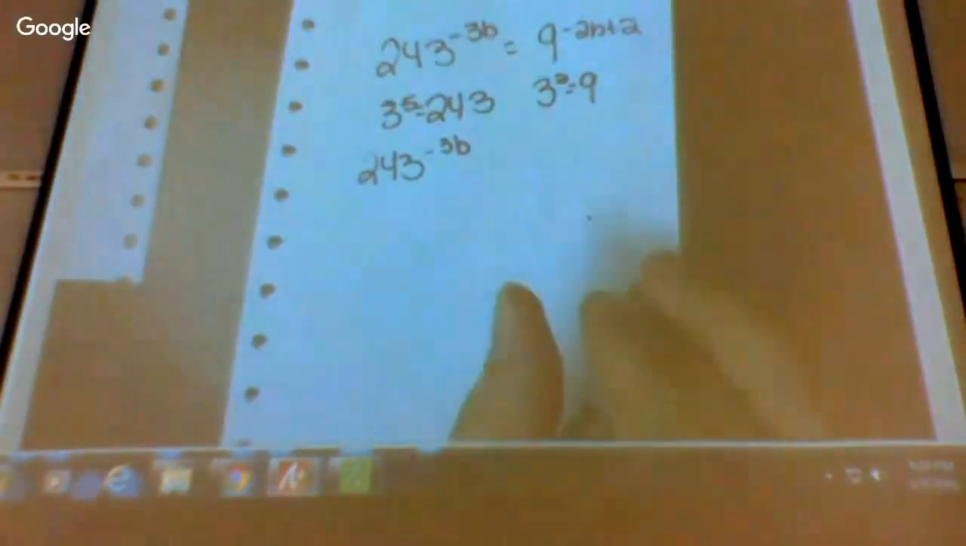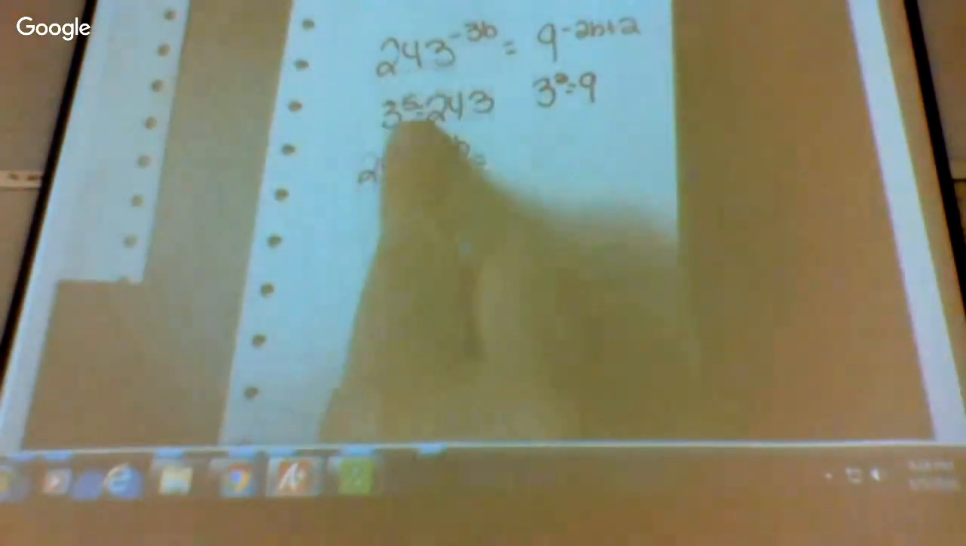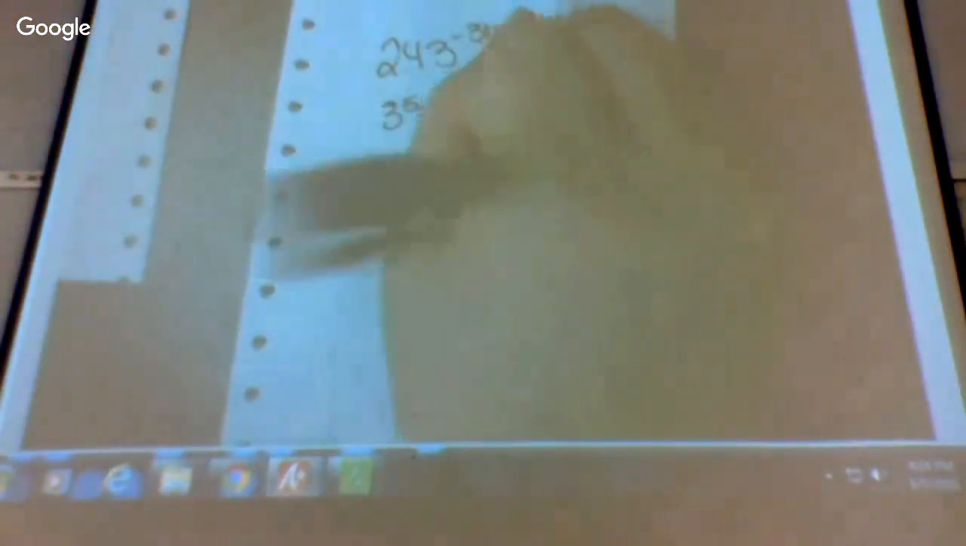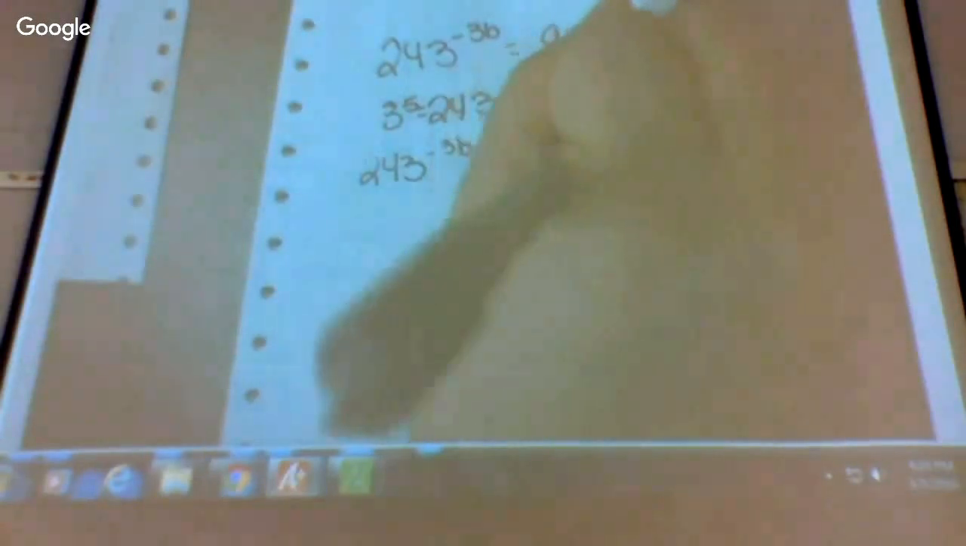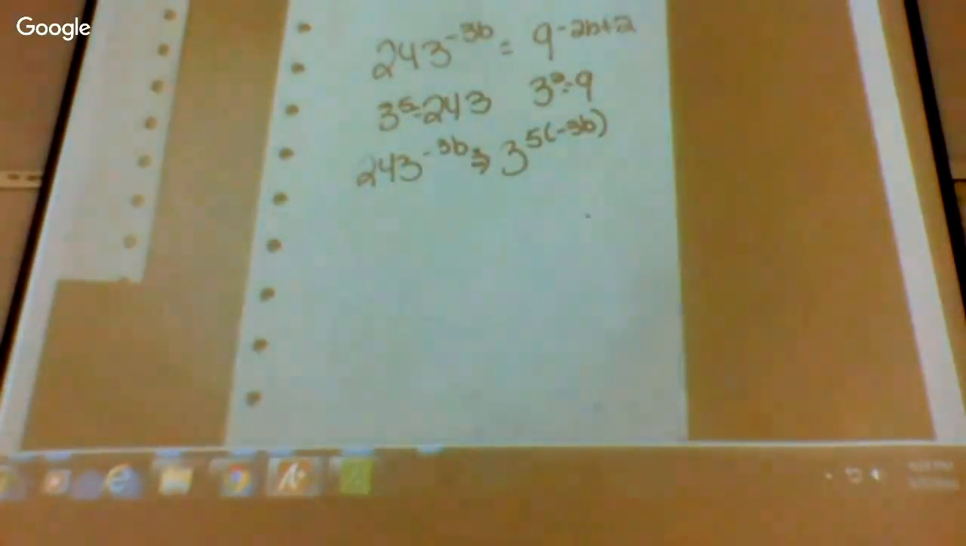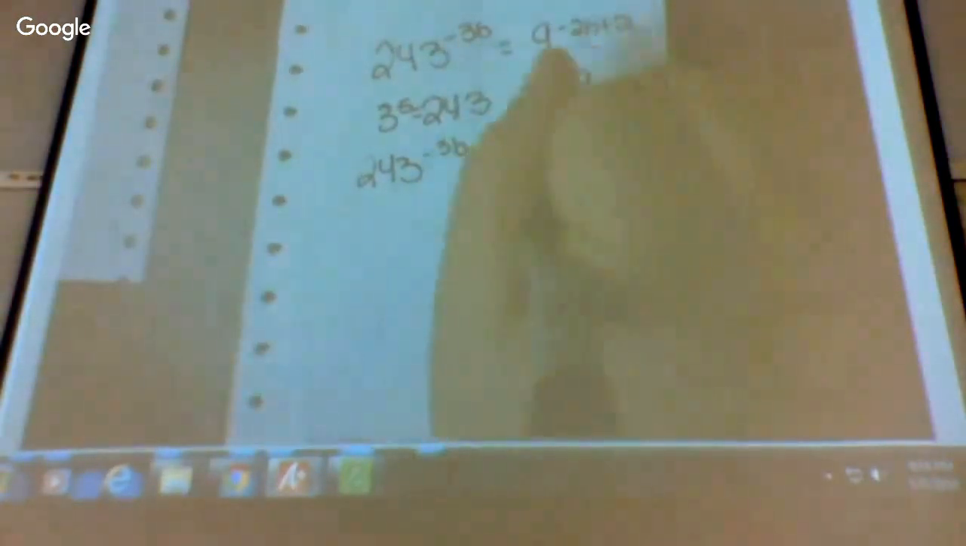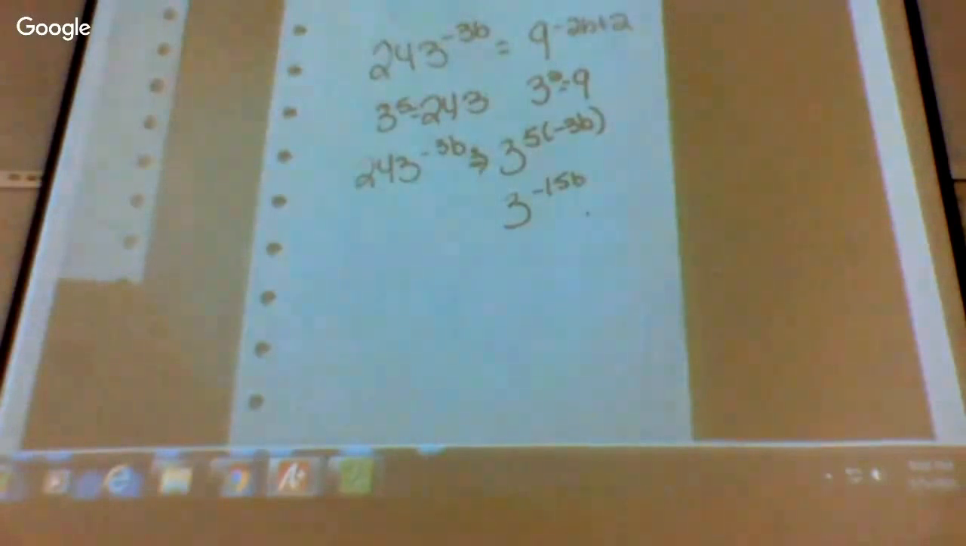So we have 243 to the power of negative 3b, but we're going to rewrite it, okay? I'm going to rewrite it in a base of 3. So if I know 243 is 3 to the power of 5, it's actually going to be 3 to the power of 5 times that negative 3. Okay? So I took it and transformed it to where it's in a base of 3. It's the same as that number, I just added more to my exponent to make up for it. So it's basically 3 to the power of negative 15b at that point. Are there questions about that?